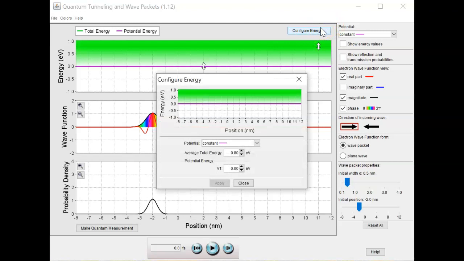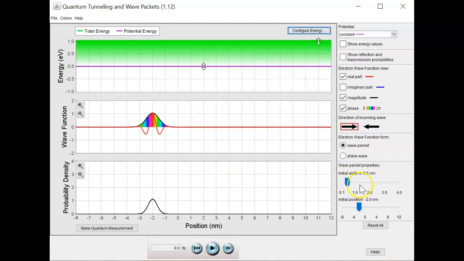In fact, if I go into configure energy, notice that the statement is average total energy. And so I say in question 6 to set that to be equal to 1. So we do that and hit apply and close. Now, the other thing we can do is adjust the initial width, and as I adjust the initial width, the green band does appear to be changing. We've already learned that there's a relationship between the width in space and the width in k-space, which relates to momentum and energy. So this is all very self-consistent.